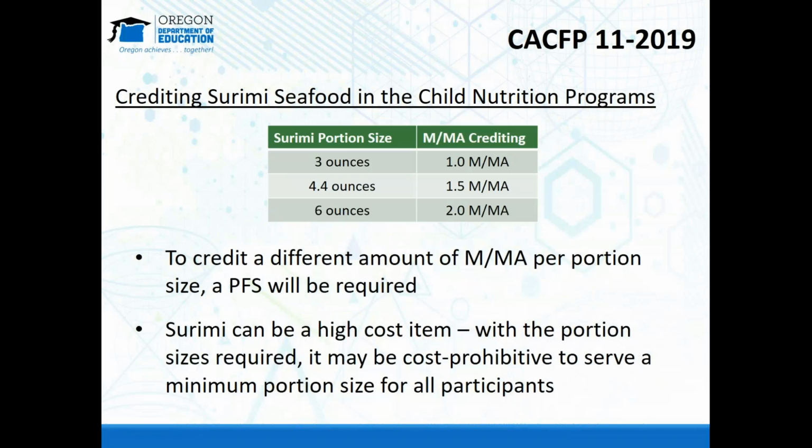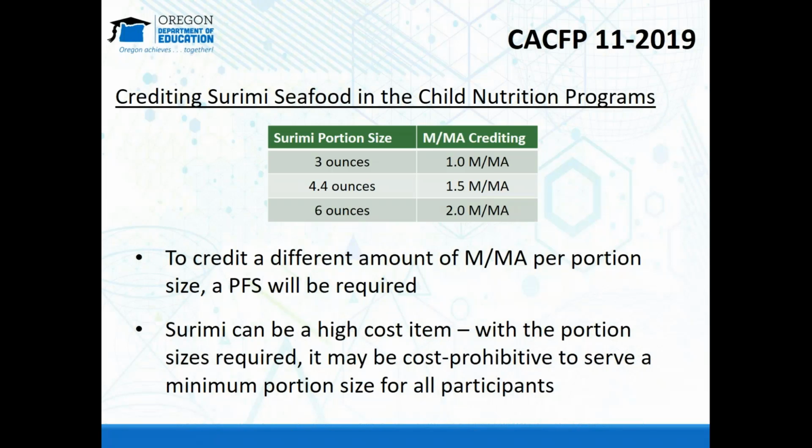If you feel strongly that your surimi actually credits for more than stated in the Food Buying Guide, you can request a product formulation statement from the manufacturer. Without a PFS, however, it defaults to the baseline that is set by the Food Buying Guide. This baseline is reflected in the table seen on the slide and in the previous slide as well.